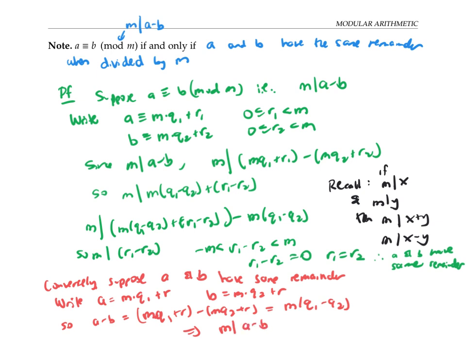This shows that we can think of congruence mod m in two different ways. We can think of it as m dividing the difference. In other words, a is b plus some multiple of m and vice versa. Or we can think of it as a and b having the same remainder.